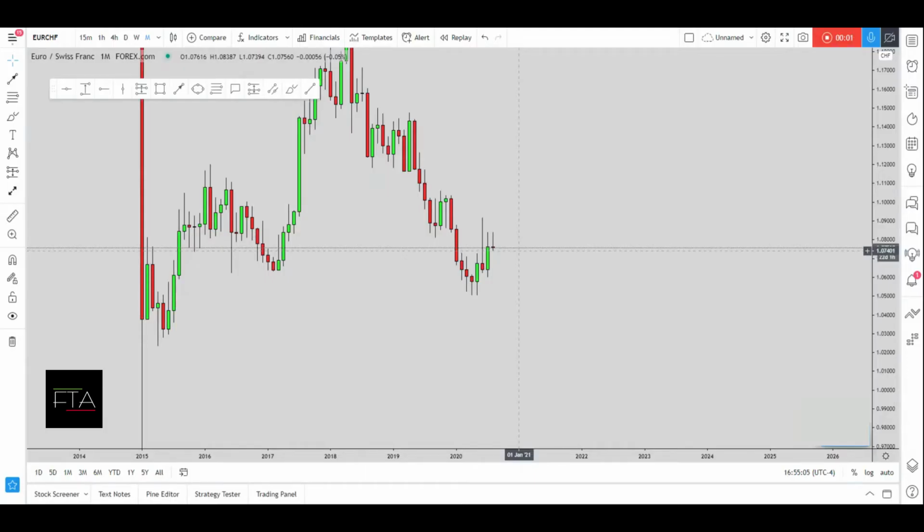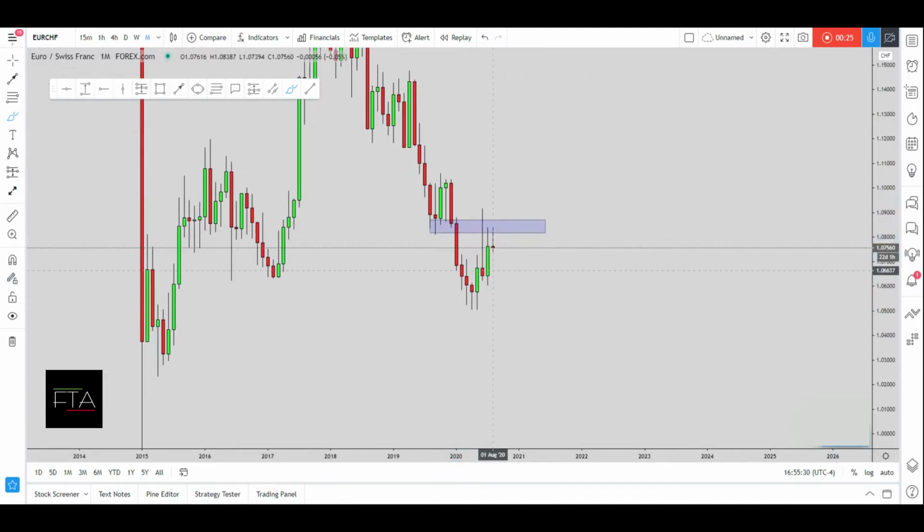Okay, so let's make a full breakdown of the situation that we currently have on Euro CHF. Now, let's start from the monthly. On the monthly, we clearly have a market that has now tested a very strong level of previous support, which is now turned resistance at this level. So on the monthly, clear break and retest of previous support now turned resistance.